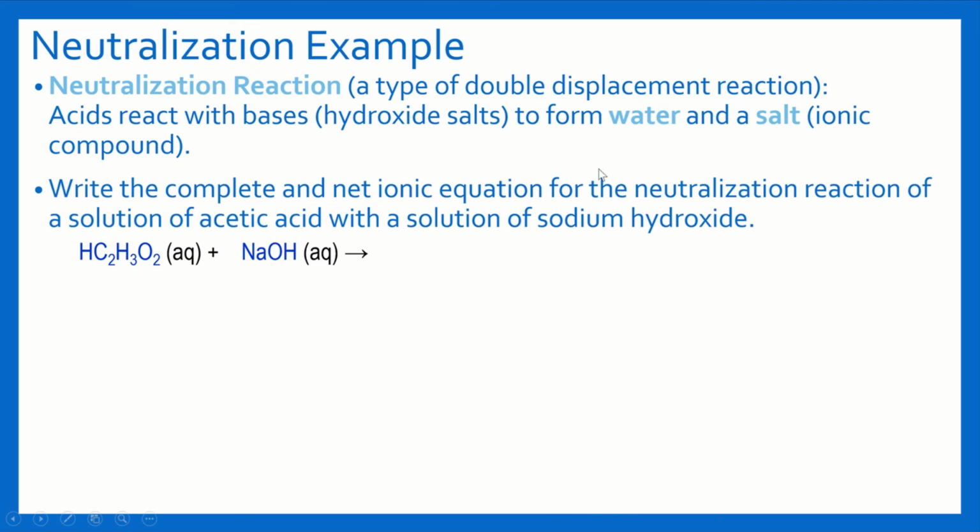So for example, we have acetic acid. There's the ion acetate with this H plus in front. That makes it an acid. And we have sodium hydroxide. Sodium hydroxide here, that's our base. So again, we're going to write our full equation first. The positively charged sodium ion is going to partner up with the negatively charged acetate ion, form sodium acetate, and water, HOH.